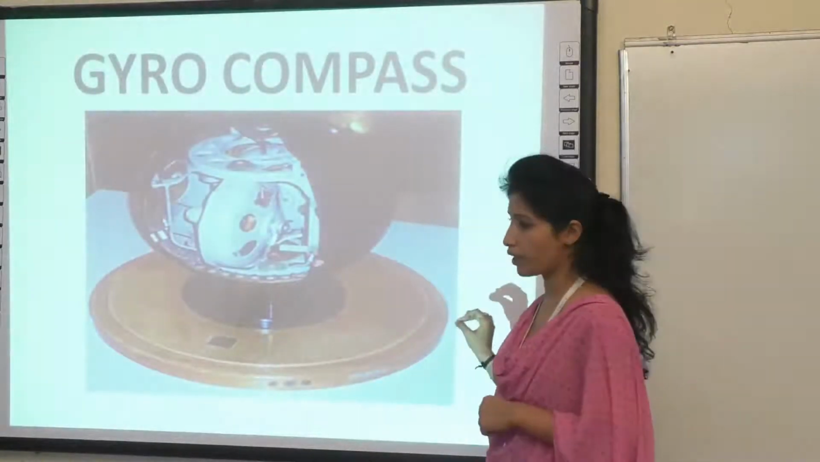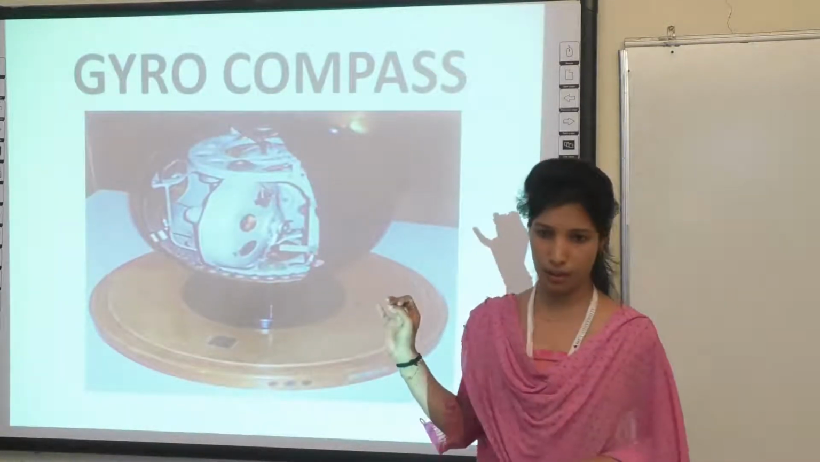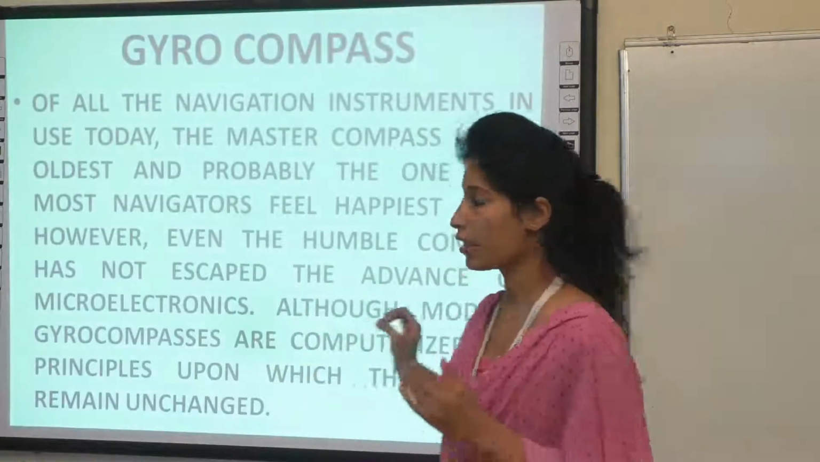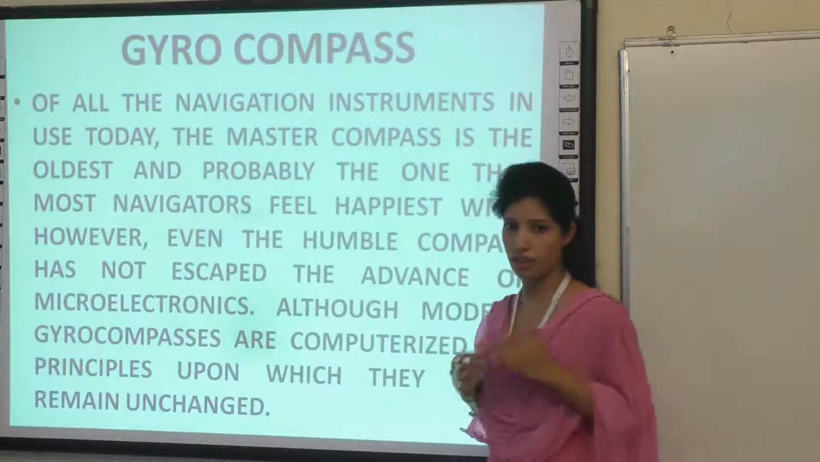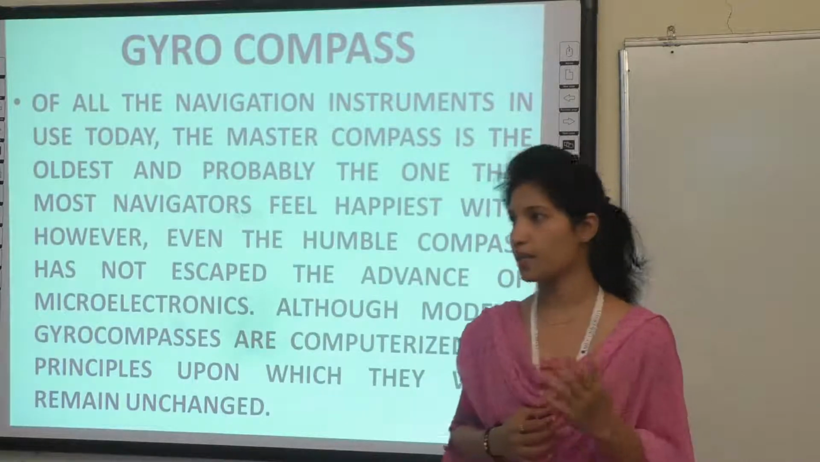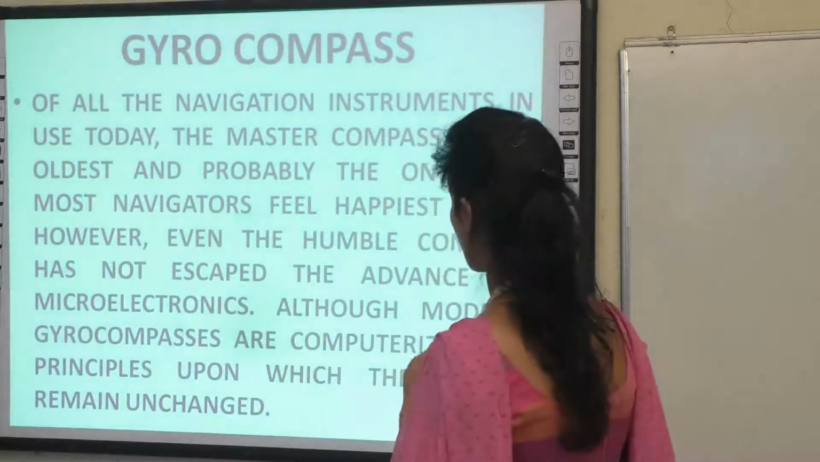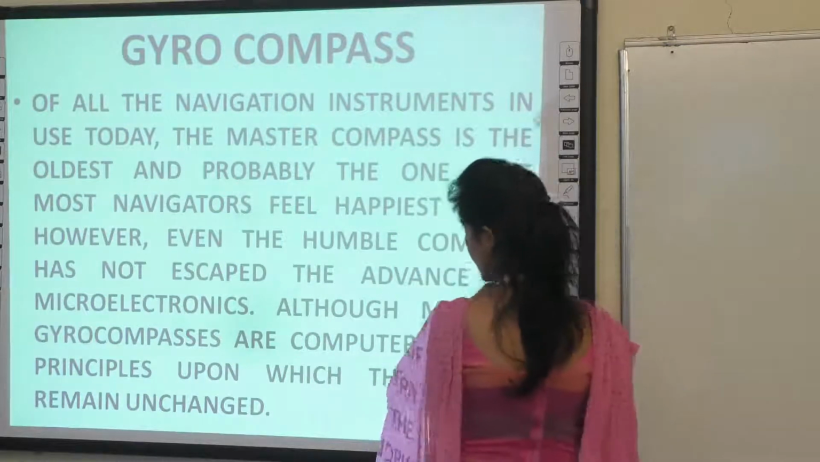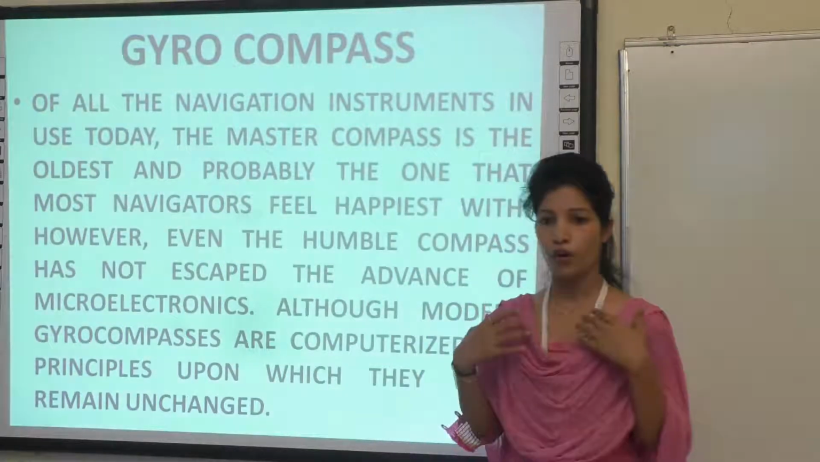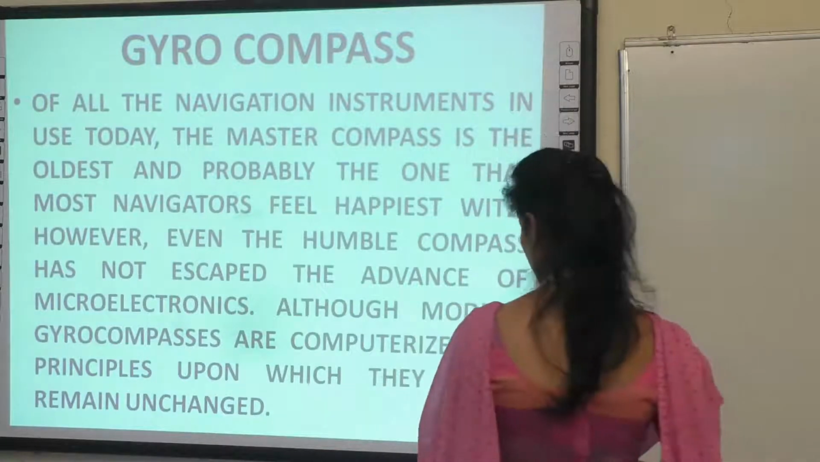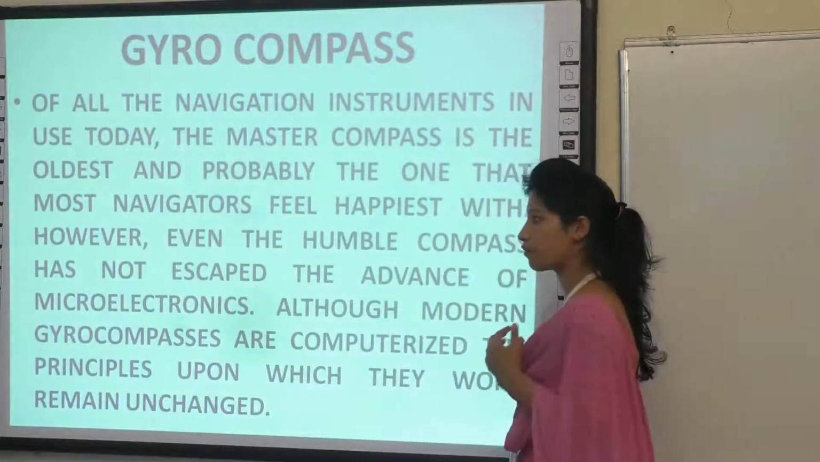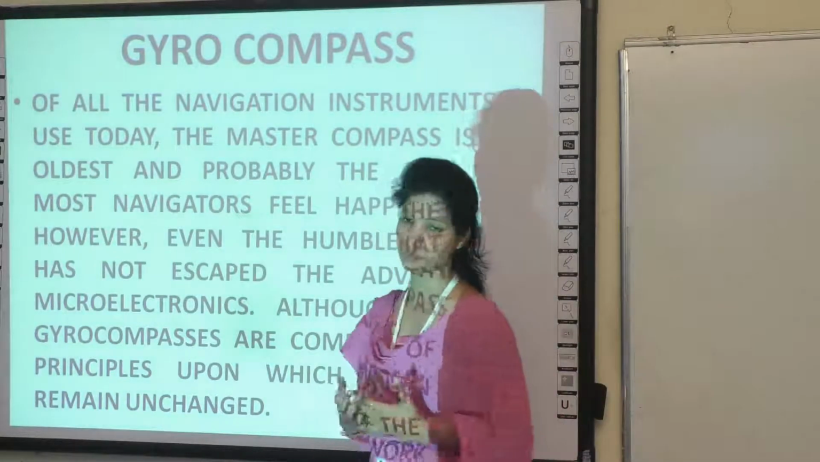And what is the use of the gyrocompass on the bridge side? See, this is the gyrocompass. First of all, among the navigation instruments used today, the master compass is a gyrocompass. It's the oldest, and probably most navigators feel happiest with the gyrocompass. However, even the humble compass has not escaped the advance of microelectronics.